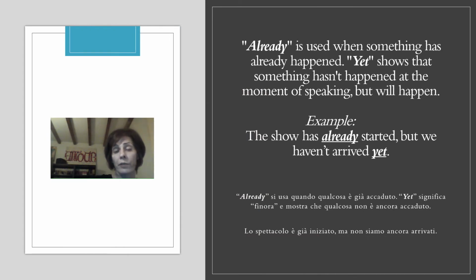Two other adverbs of time that you will find a lot in the English language are already and yet. Already is used when something has already happened. Yet, on the other hand, shows that something hasn't happened at the moment of speaking, but will happen in the future. The example is: the show has already started, but we haven't arrived yet.